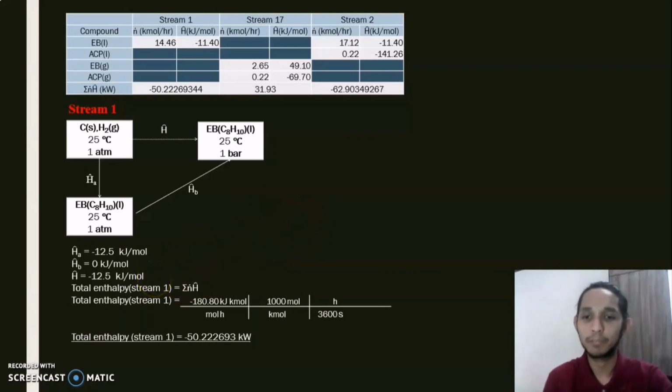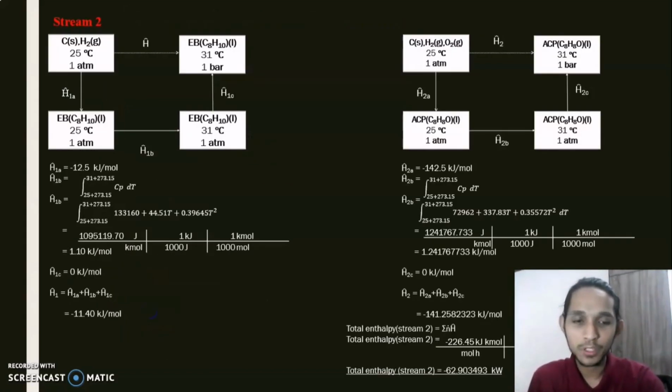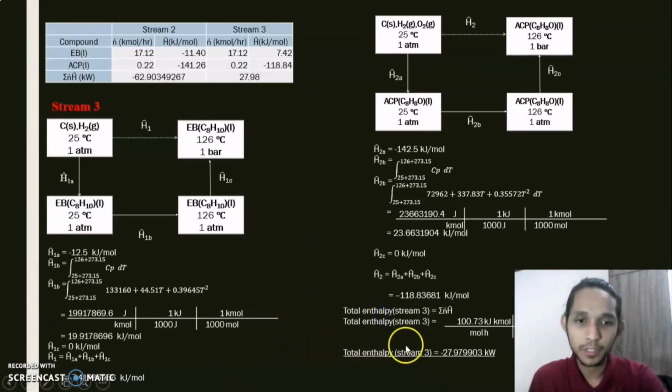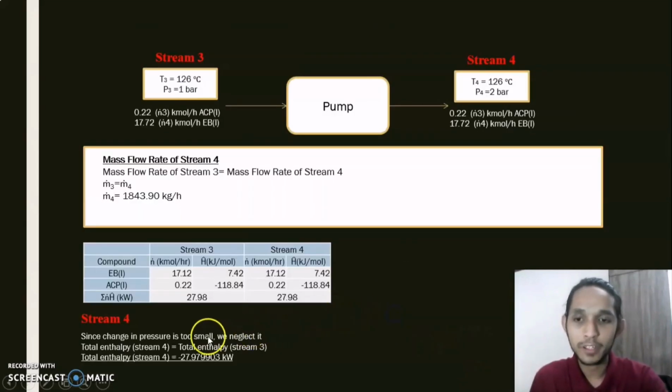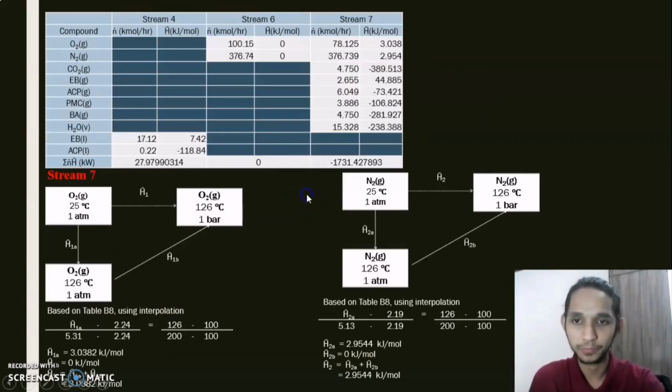So for total enthalpy, stream 1 is negative 50.22 kilowatt. For stream 2 is negative 62.9 kilowatt. For stream 3 is negative 27.98 kilowatt. For stream 4 is equal to stream 3, negative 27.98 kilowatt. For stream 5, the pressure difference is too low, which is 180 mm to 1 bar, so we can neglect it. So H1 equals 0. So total enthalpy for stream 5 and stream 6 is equal to 0.